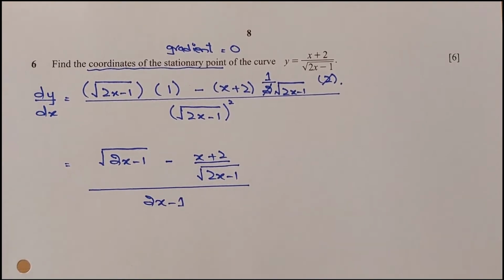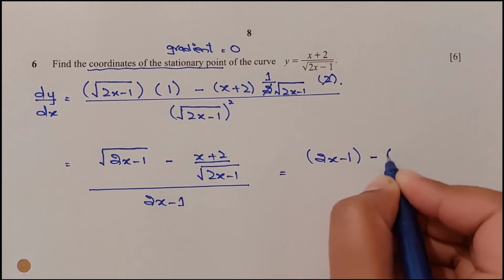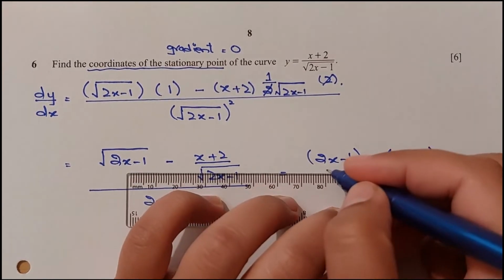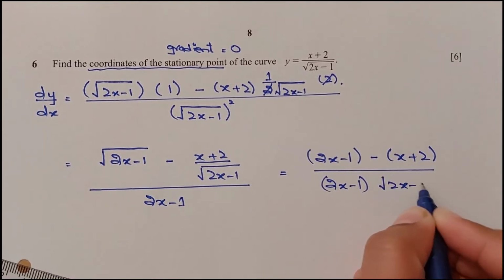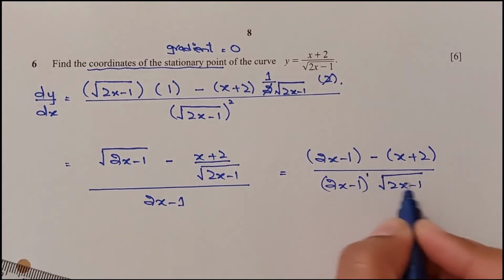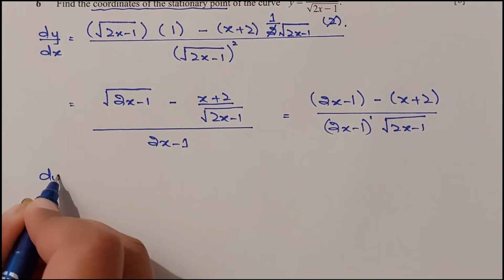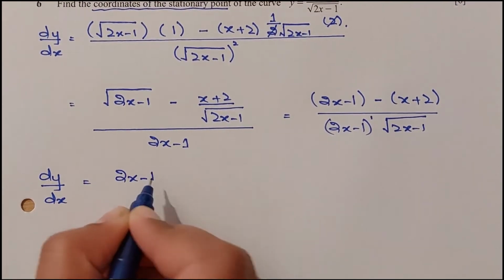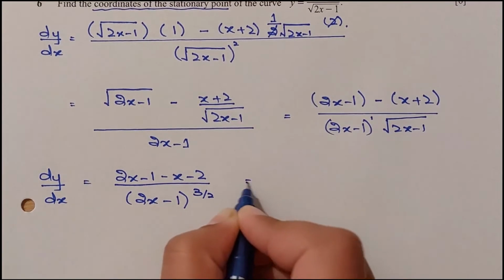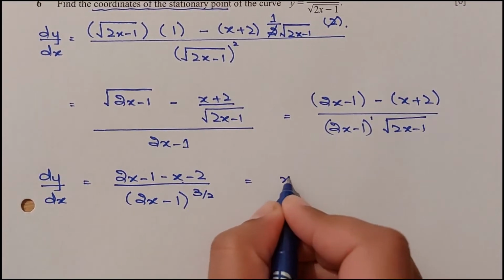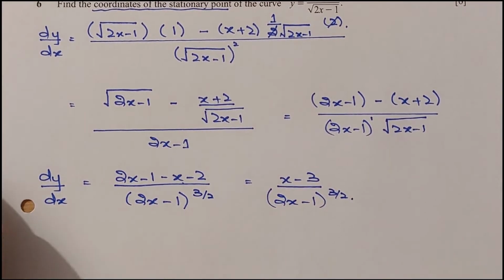And this is whole divided by 2x minus 1. Okay, further simplification, if I take the LCM, this is 2x minus 1, minus x plus 2, and this is divided by the product of 2x minus 1 and the square root of 2x minus 1. As you can see, the bases are the same, so we can add the powers. Its power is 1 and its power is 1 by 2. When you add 1 plus 1 by 2, this is 3 by 2. Yes, in the denominator the power is 3 by 2. So dy over dx is equal to 2x minus 1 minus x minus 2 divided by 2x minus 1, power 3 by 2. Now 2x minus x is just x, minus 3 divided by 2x minus 1, its power is 3 by 2, right?